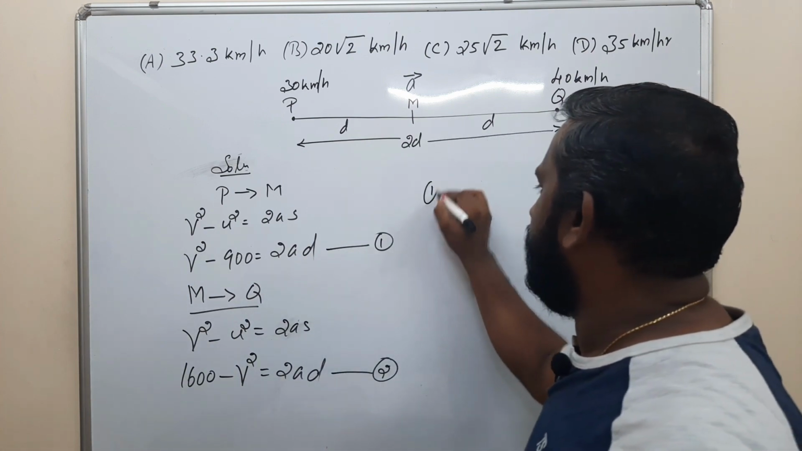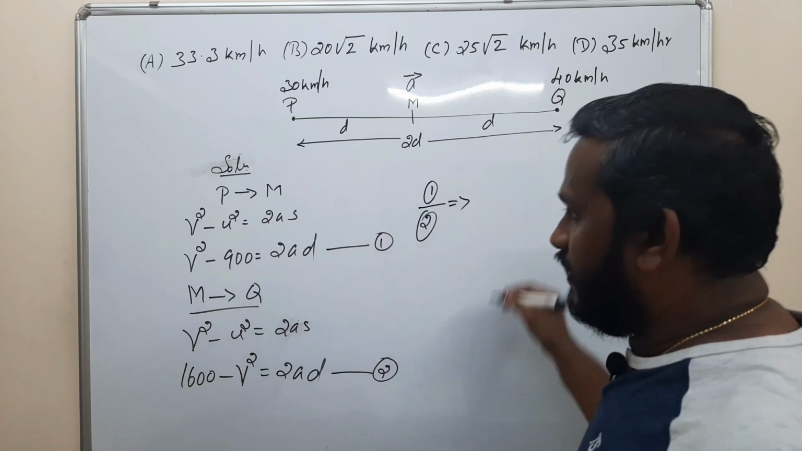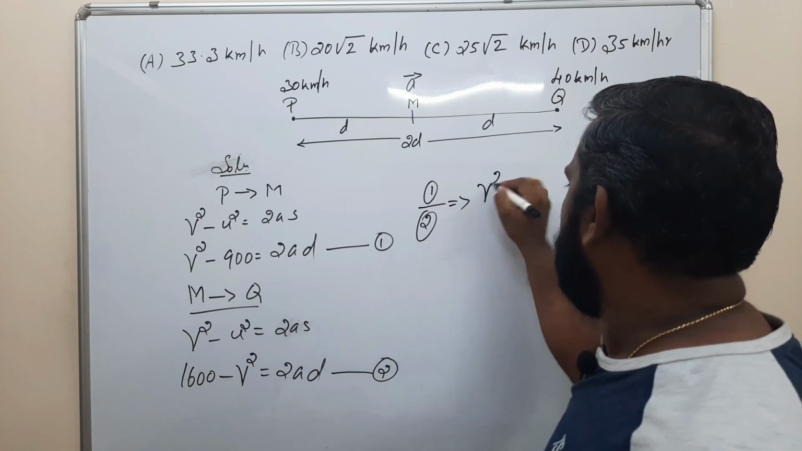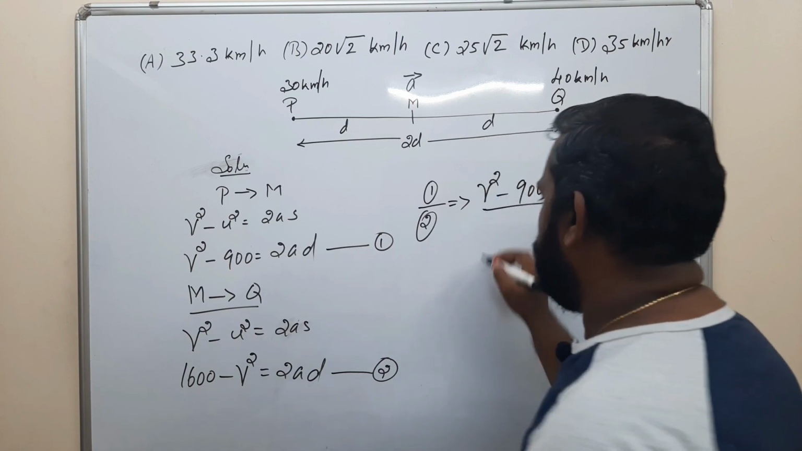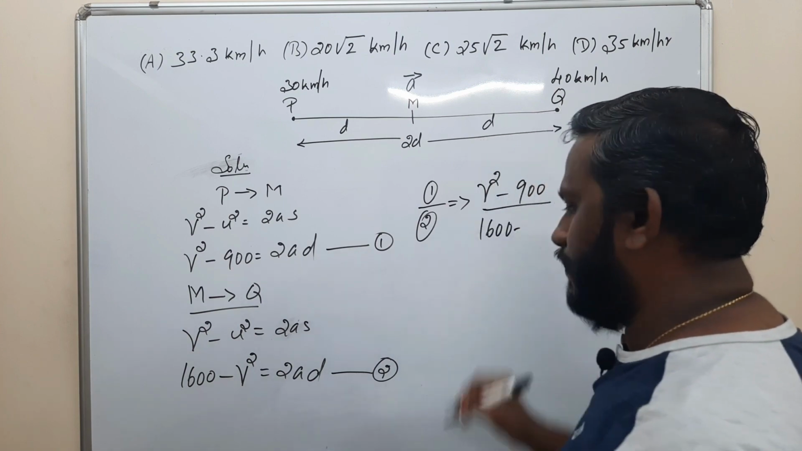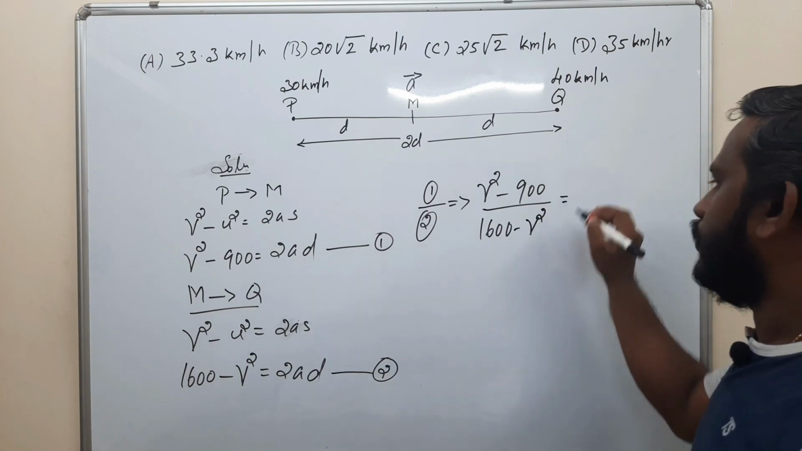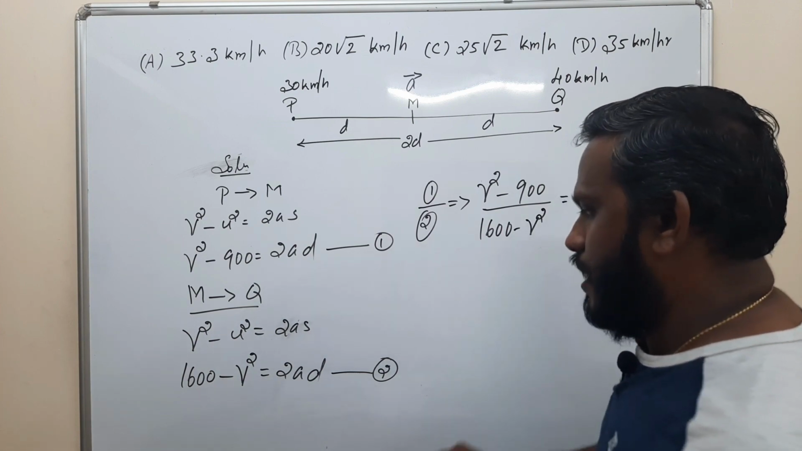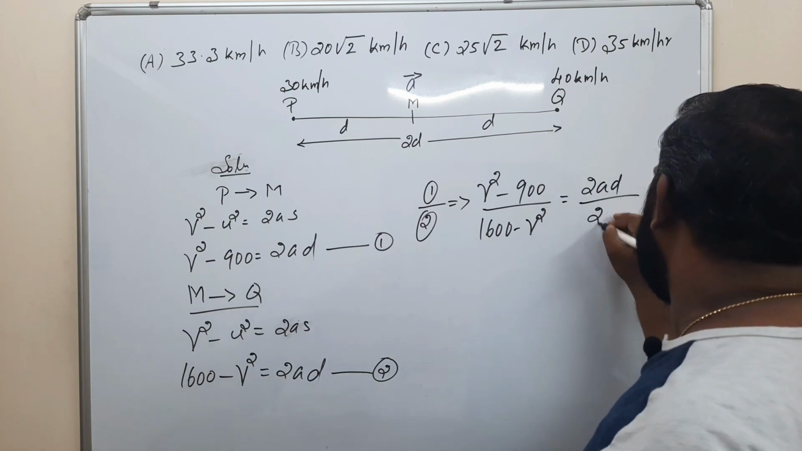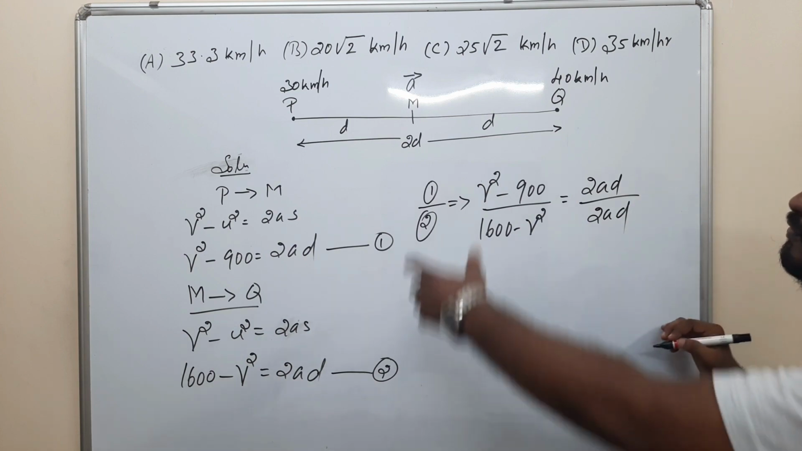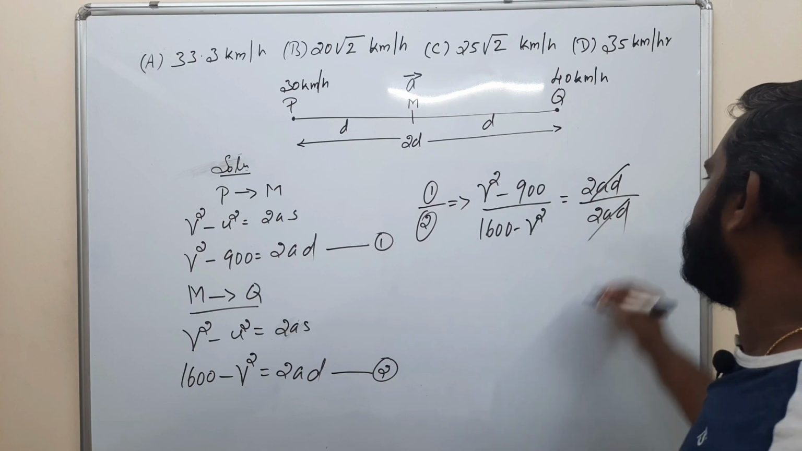So divide equation 1 by equation 2. This implies (V square minus 900) divided by (1600 minus V square). V square is equal to the right hand side, 2AD divided by 2AD, because it moves with uniform acceleration. So this 2AD cancels, that is 1.